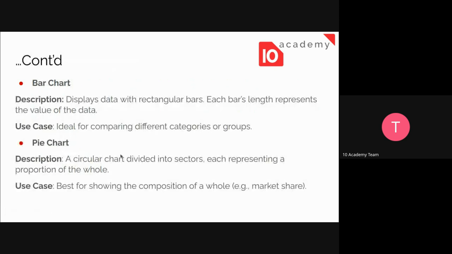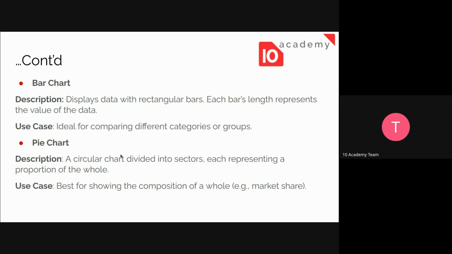The bar chart, for instance, will display your data in rectangular bars. The height of each rectangle will be the value of the data you have in your spreadsheet. And when do you use that one? You use it to compare different categories or groups, for instance.